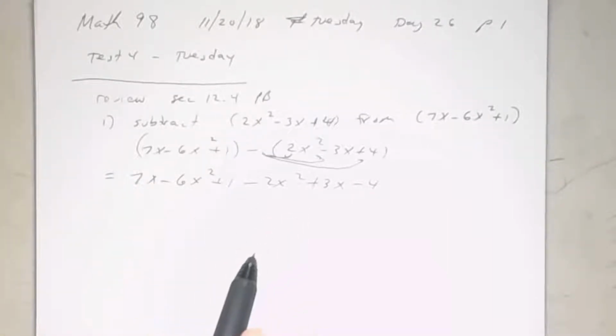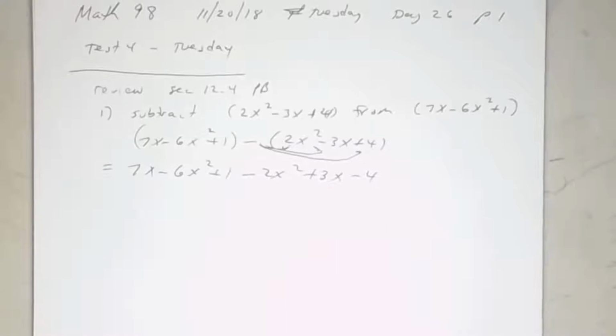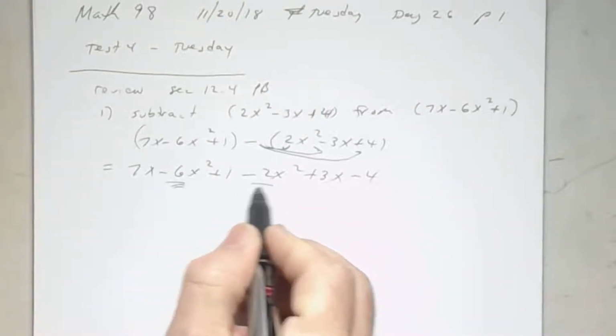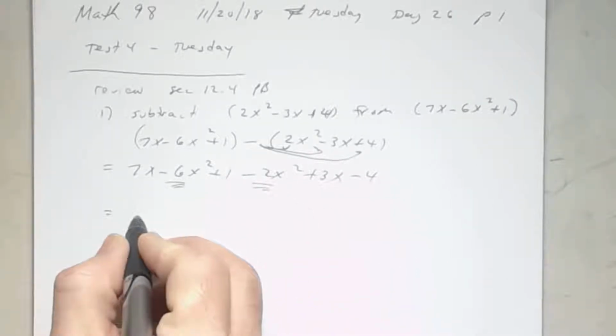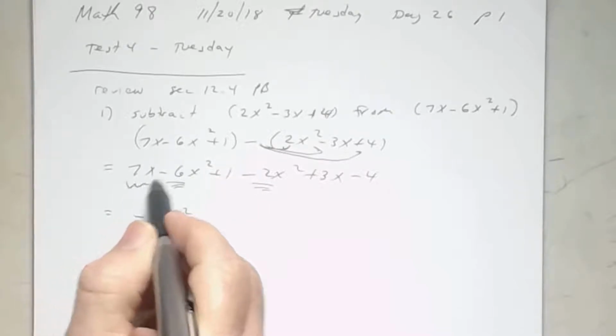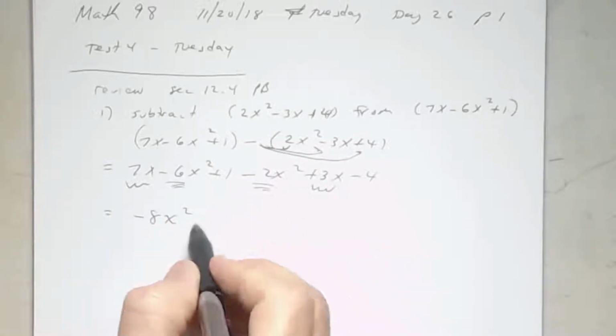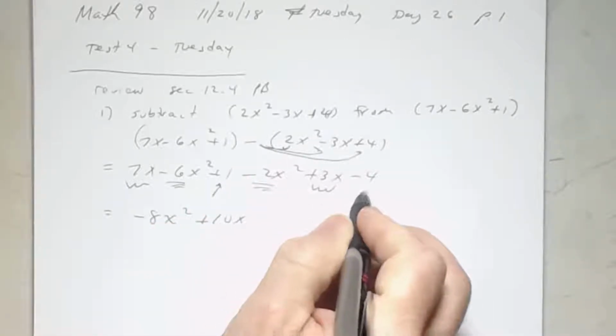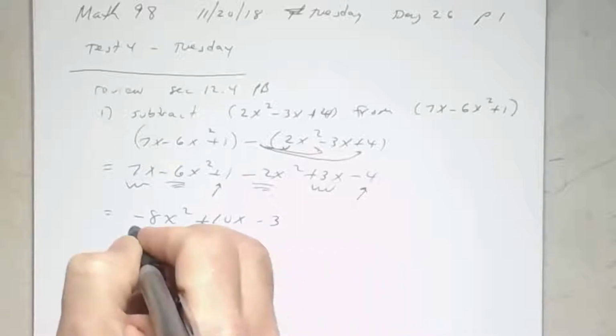And let's put them in descending order. So what exponent is going to be listed first? What's the largest exponent you see? X squared, okay, 2. All right, so I have a negative 6x squared and then a negative 2x squared. What does that give me? Okay. Then the next one will be your x terms. I have a 7x and a 3x. 10x. And then your constants, 1 and a -4 is a -3.